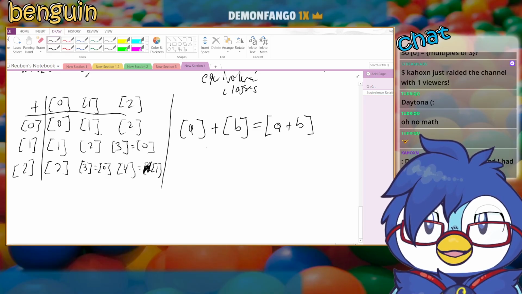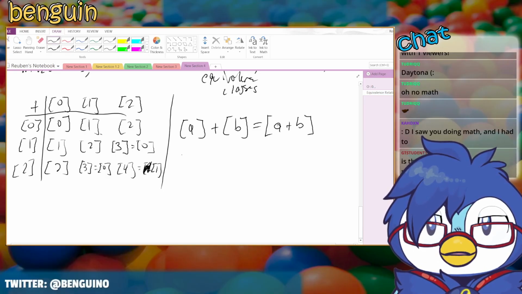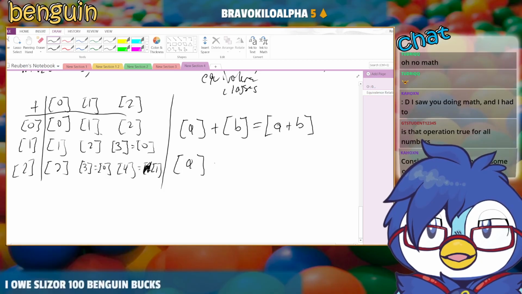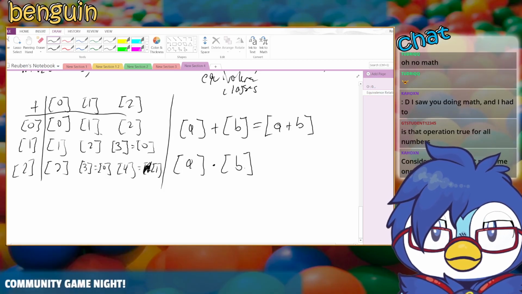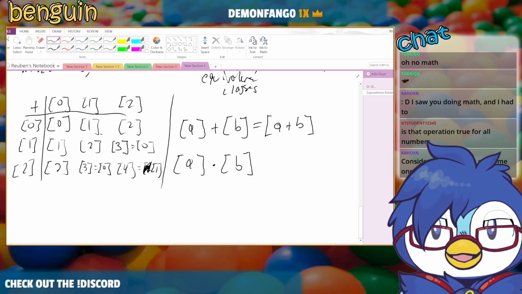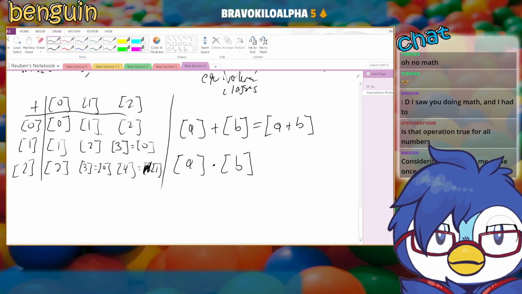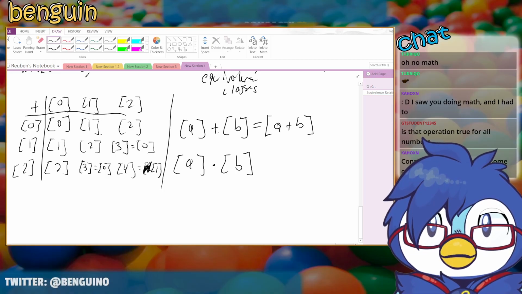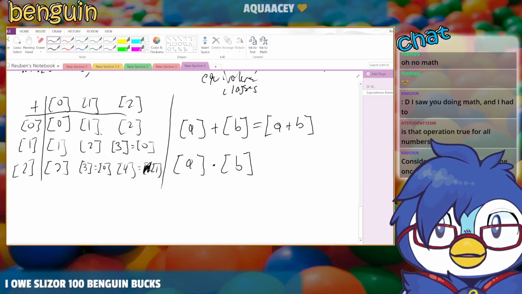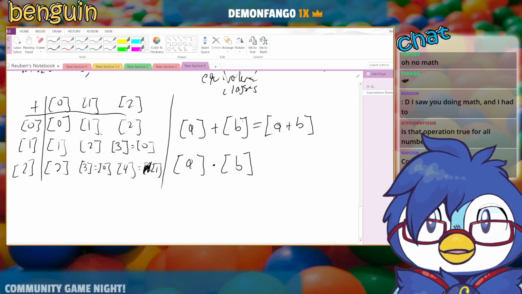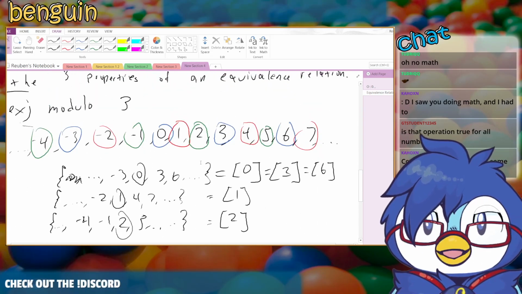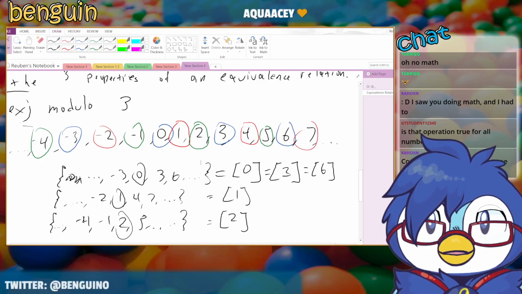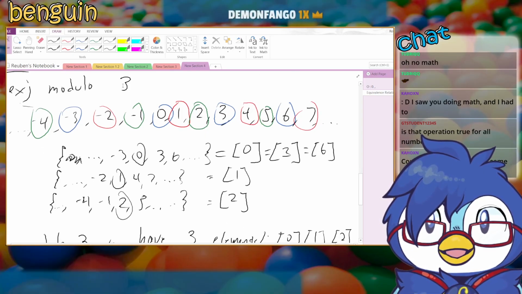Yeah, so we have this notion of addition of equivalence classes, and we also can do the same thing with multiplication, right? So, is that operation true for all numbers? Yeah, so this does generalize. Here we're working modulo 3, but this process that we're doing, you can do this modulo whatever, right? It doesn't matter.